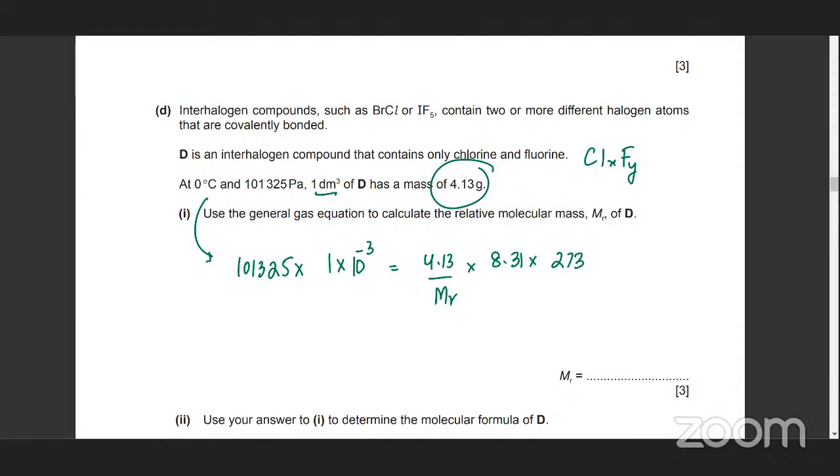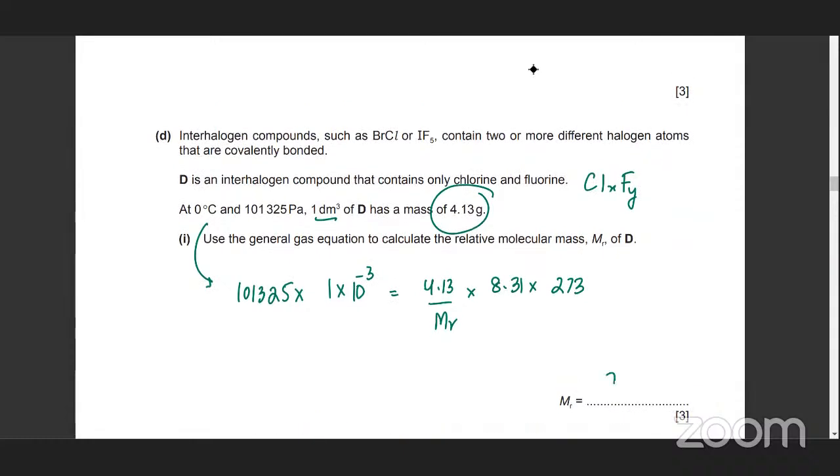So we're going to try and find the MR. What value is coming out? What's the MR coming out to be? Let's quickly do this. It's going to be 101325 into 0.001, and that comes to 92.5. That comes out to be 92.5.